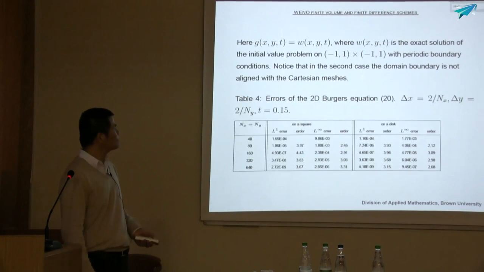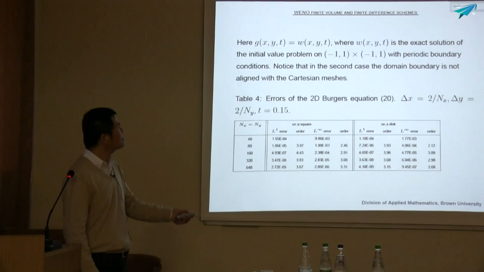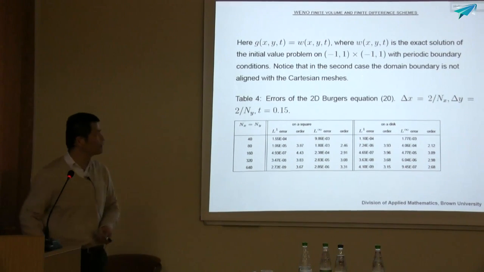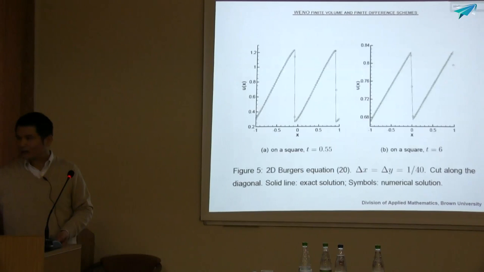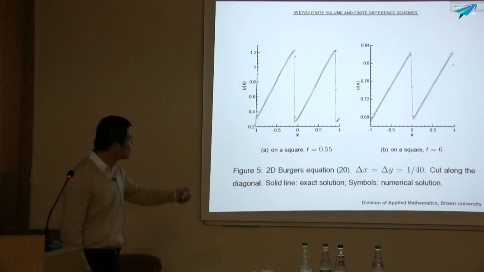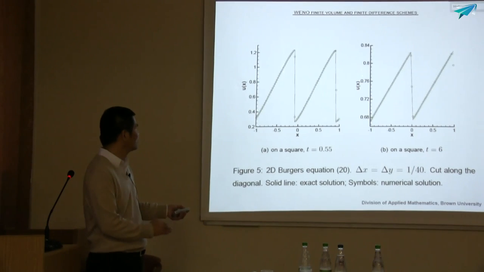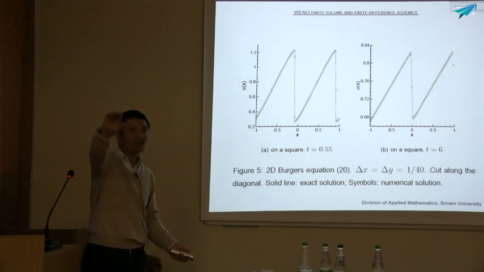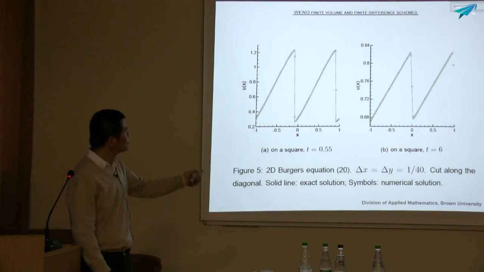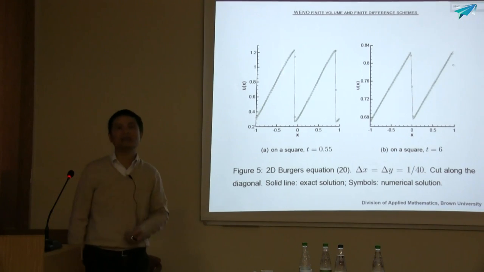This is probably too small. This is the third order scheme. You can see that you are getting third order accuracy, and also you get shock problems. So this is two dimensions. So we are doing a cut, I think along the diagonal. Yeah, the cut along the diagonal direction. So you get this discontinuity resolved in a very nice way.